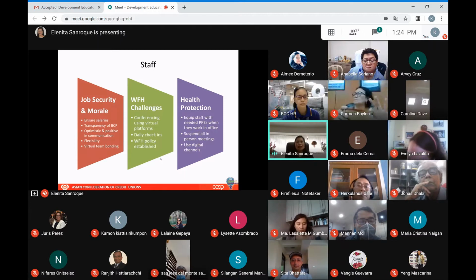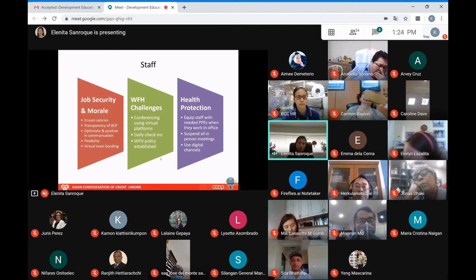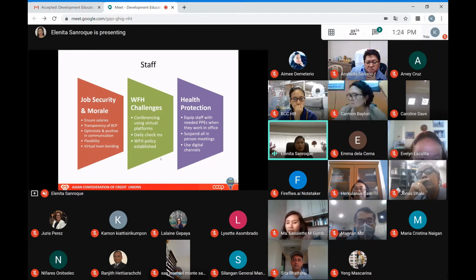We are telling the staff, yes, we have prepared this plan and we have identified the risk, and we are managing it, and we have a plan for it. We need to be optimistic this time, optimistic and positive in all the communications within our cooperative and also communication with your members. And of course, we need to apply flexibility, and we need to also have virtual team bonding even if you are in a very desperate situation.